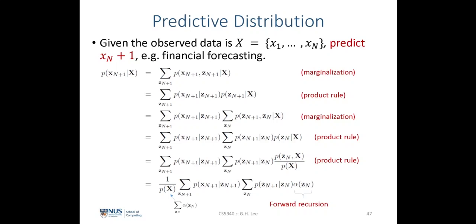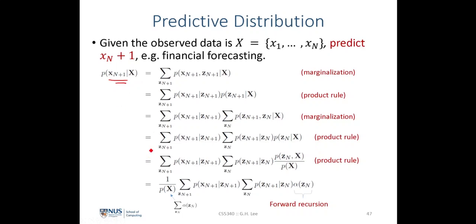Now, finally, we can make use of the hidden Markov model to do a predictive distribution. Given that we have observed the data to be x1 all the way to xn, we can actually use it to predict the next possible observation of xn plus 1. For example, in financial forecasting, where we can actually make use of this expression over here. So I'll leave it to you to derive this following all the terms over here.